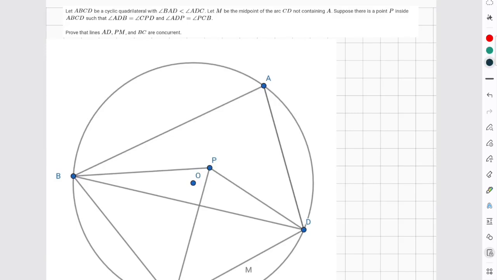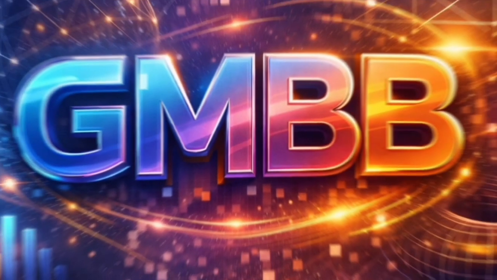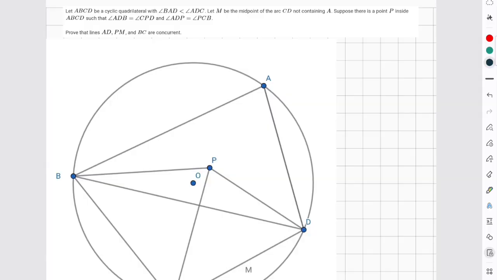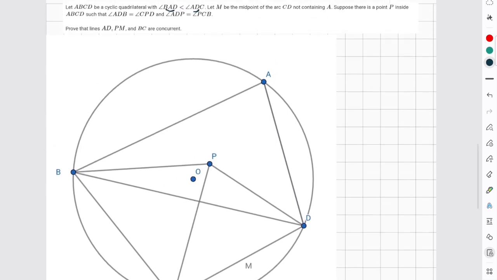Hi everyone, today we will solve this elegant geometry question. It is from the International Math Olympiad Shortlist 2023. We are given a cyclic quadrilateral ABCD, requiring that angle A is less than angle D, as you can see in this photo.